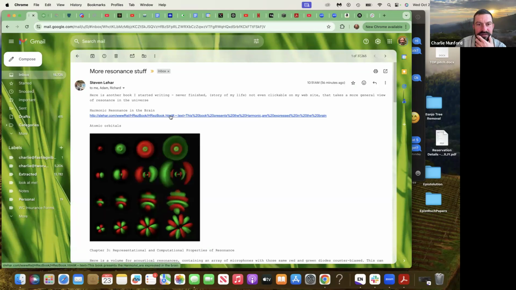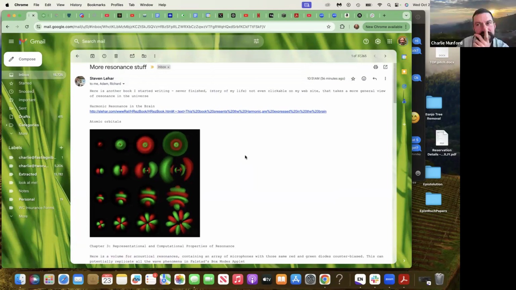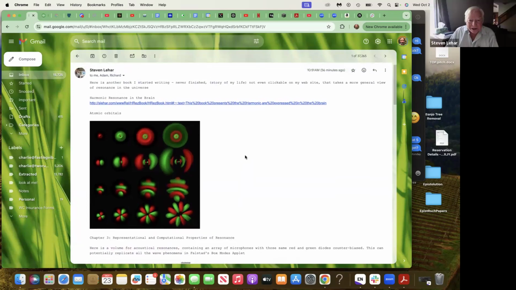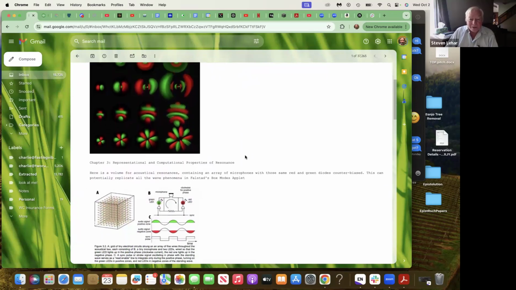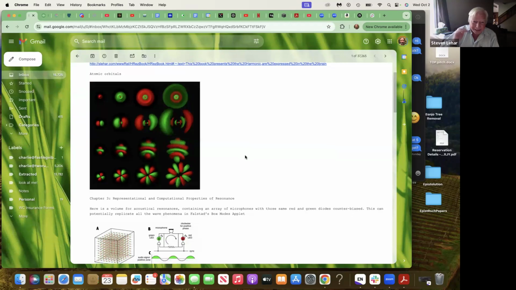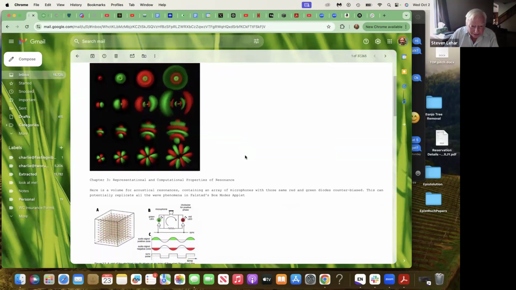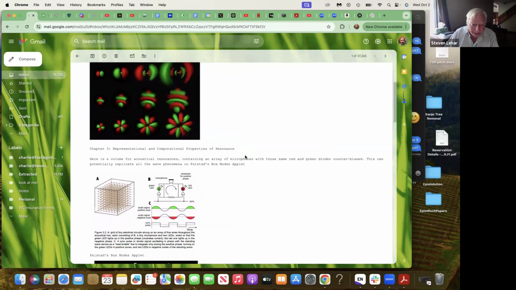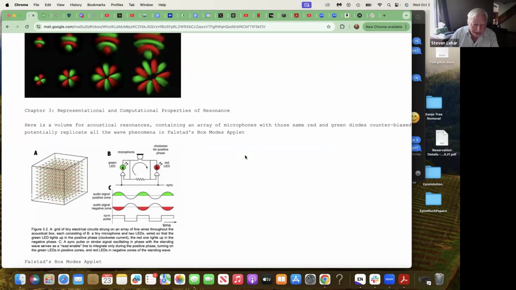Okay, here's another book I started writing, another book I started, never finished. It's about harmonic resonance in the brain, talking about resonances as a very general principle. Those are atomic orbitals right there, showing that resonance goes all the way down to the very bottom and then some. Now look at this thing here. Zoom in just below it, right there. Can you zoom in? Yeah.